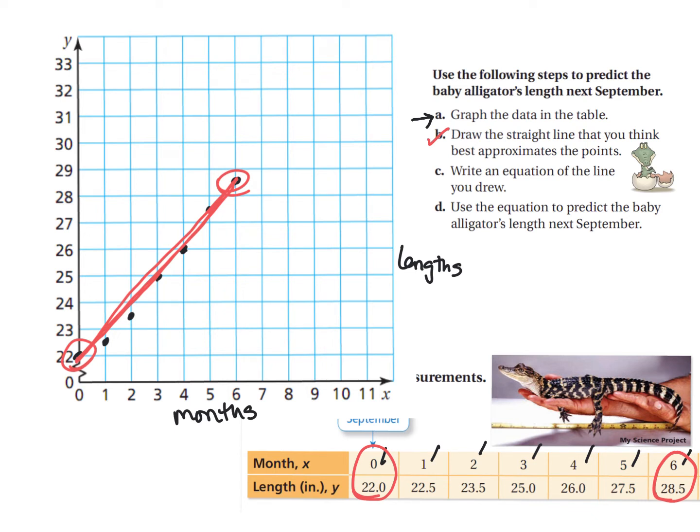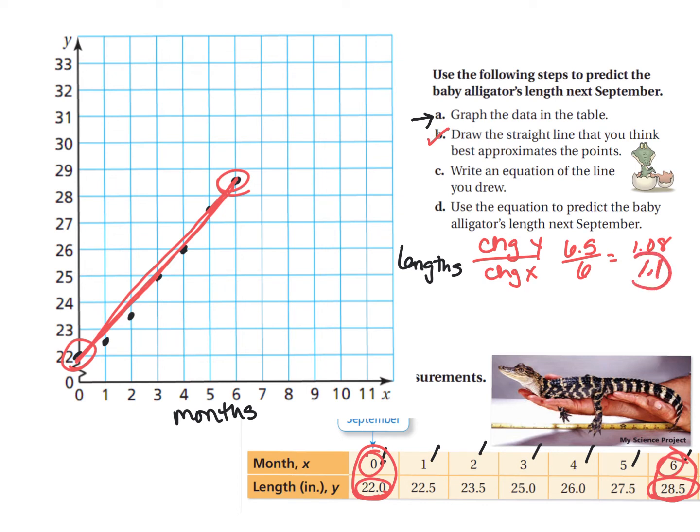So now let's do letter C where we're going to write the equation. We're going to start with slope. Remember, slope is change of y over change of x. So my y goes from 22 up to 28 and a half, and that is 6 and a half, over my change in x, I'm going from 0 up to 6, so that's a change of 6. And when I divide this, I get 1.08. I'm going to round it to 1.1, to the nearest tenth.